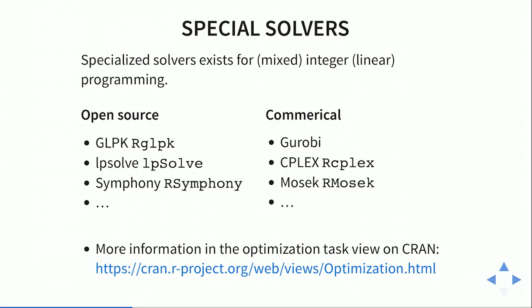And there's also a lot of commercial software around, and if you're affiliated with an academic institution, you can usually use it for free, which is quite nice for those of you who are affiliated with an academic institution. I'm not anymore. But those are really, really good and sometimes way better than the open source alternatives. And there's also a task view on CRAN.